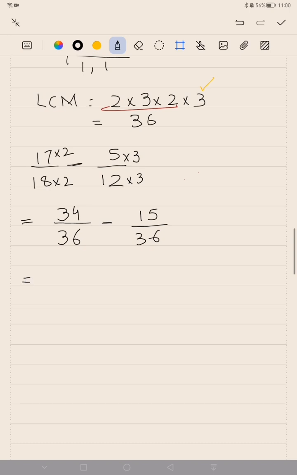Now the denominators are the same, so I can subtract the numerators. 34 minus 15 is 21, and the denominator will remain the same, 36. 21 out of 36 is a proper fraction, but if you notice, the numerator 21 and the denominator 36 have a common factor 3. So let's divide both of them by 3. 3 times 7 is 21 and 3 times 12 is 36. So our final answer is 7 over 12.